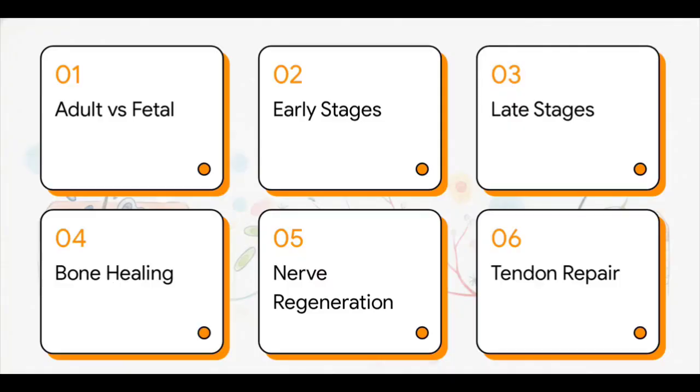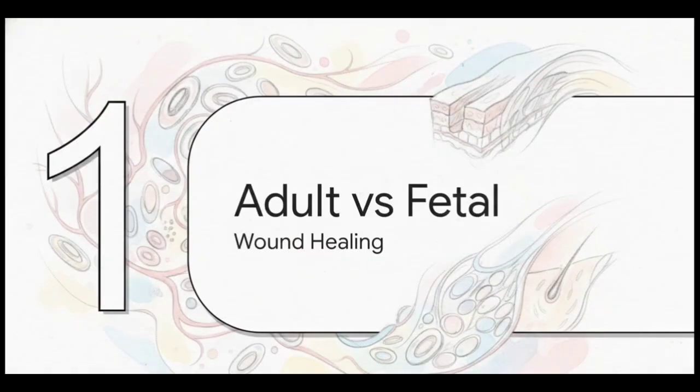To do this, we're going to follow a clear roadmap. We'll start by comparing adult and fetal wound healing, cover the early stages of hemostasis and inflammation, and then map out the late stages of proliferation and remodeling. After that, we'll shift gears to look at specialized mechanisms for bone healing, peripheral nerve regeneration, and tendon repair and mobilization.